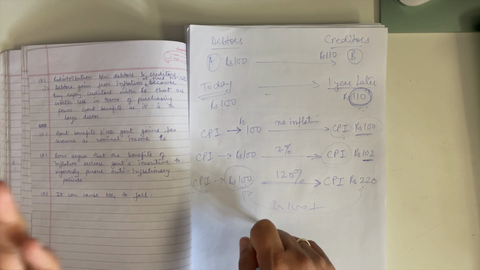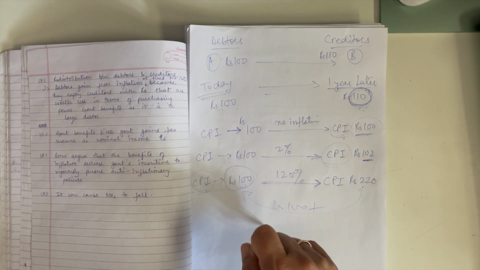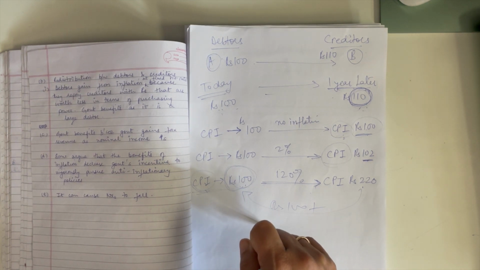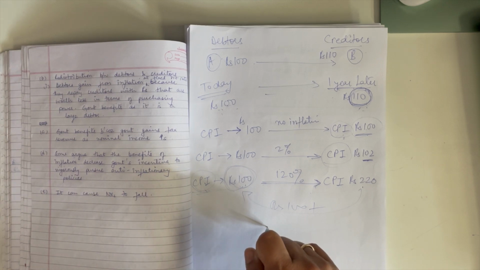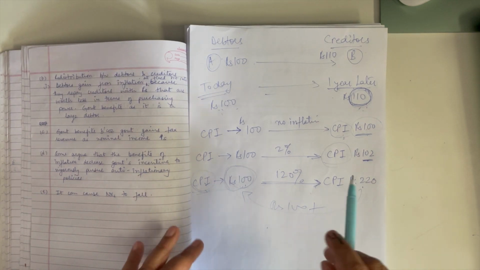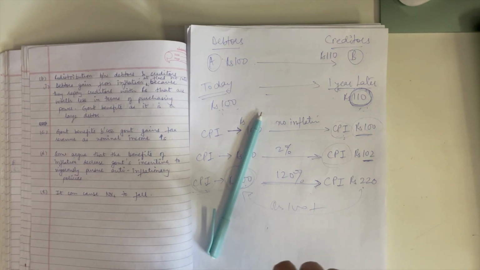Because the money that they are paying back to the creditor is now worth less in terms of purchasing power. So in real terms, the debtor is paying much, much less. This is very important to understand. That's the first cost given by unanticipated inflation.